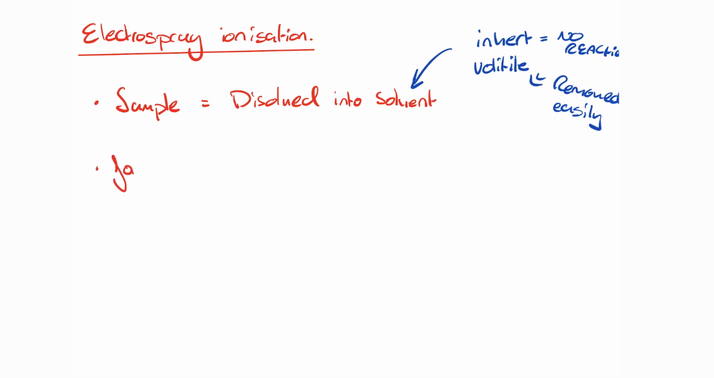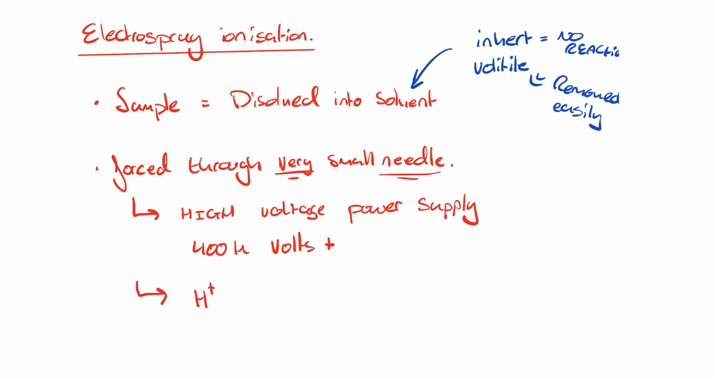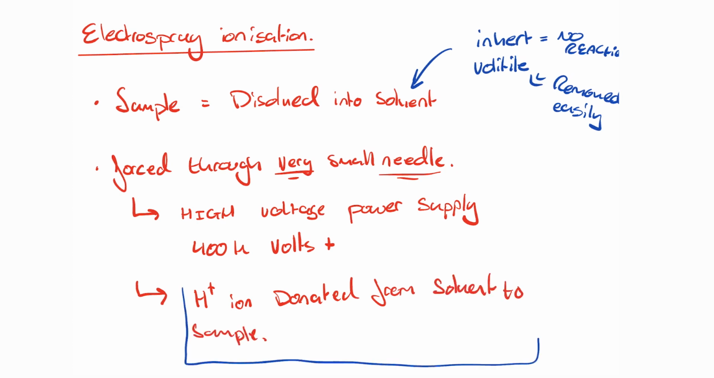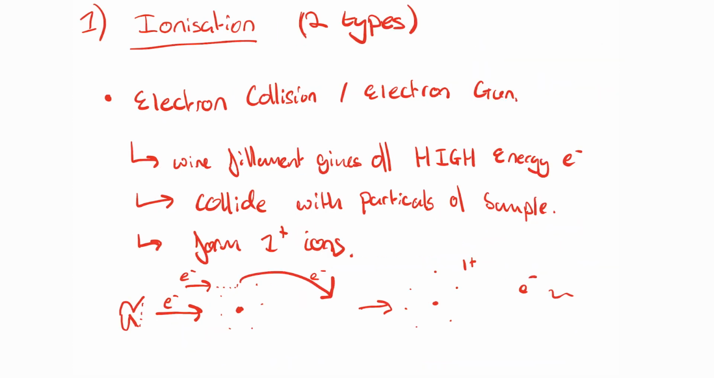After being dissolved in a solvent, this mixture is then forced through a hypodermic needle, or just a very fine needle. This needle is connected to a high voltage power supply. We're talking 400,000 volts or more, and this causes an H+ ion or proton to be donated from the solvent to the sample. This is the most key thing to remember, because the Ar/Mr will increase by 1. In electron gun, there is no addition of a proton.